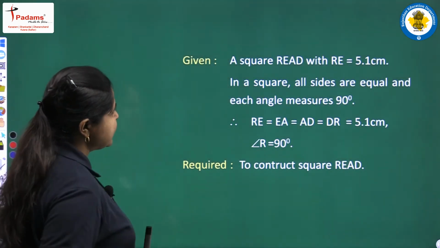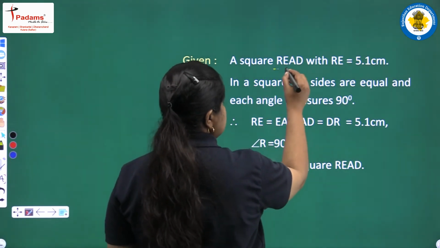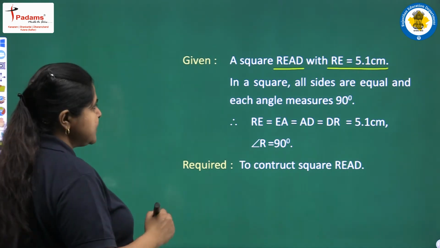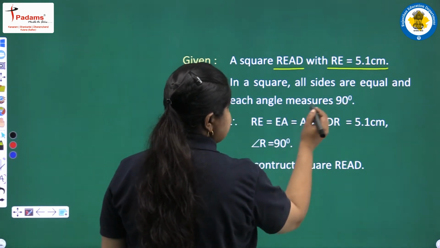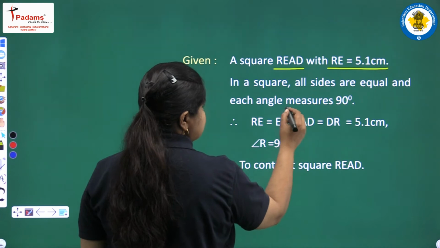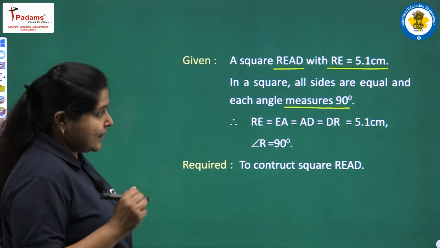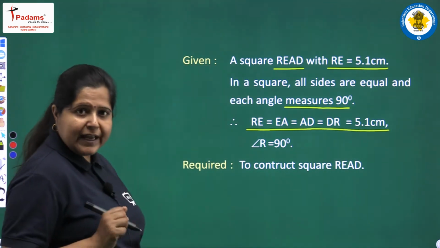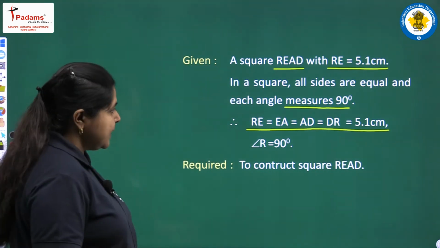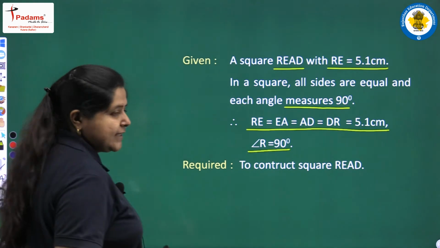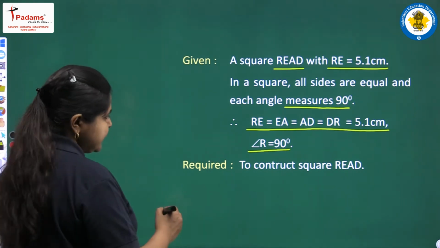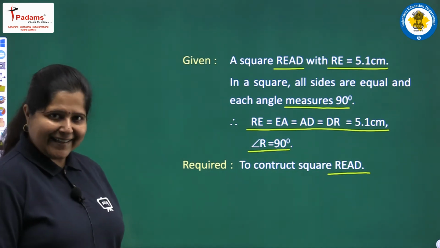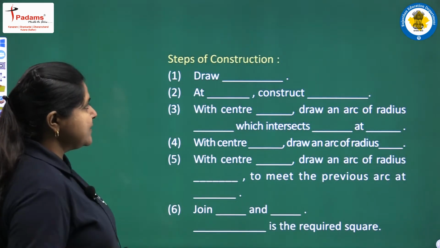Write down whatever has been given. A square READ with side RE equal to 5.1 centimeters. Then in a square all sides are equal and each angle measures 90 degree. And so all the four sides are equal. We have taken all of them equal, and angle R we have taken 90 degree. Then it is required to construct a square READ. Next we will write the steps of construction.